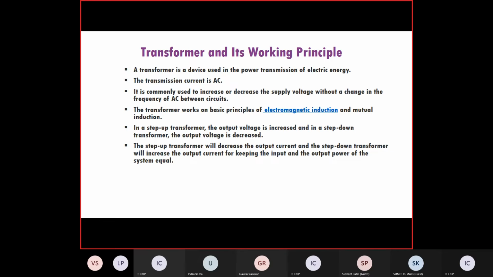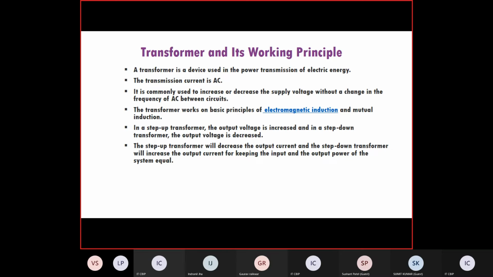There is no electrical connection between the two windings of a two-winding transformer. They are electrically isolated. They do not touch each other. No winding point touches another. That is why they are electrically isolated, but they are mutually coupled through magnetic flux, okay? The transformer works on the basic principle of electromagnetic induction and mutual induction, okay?